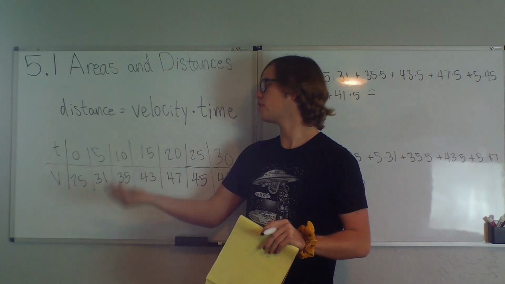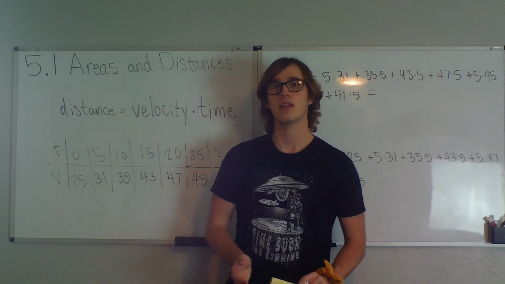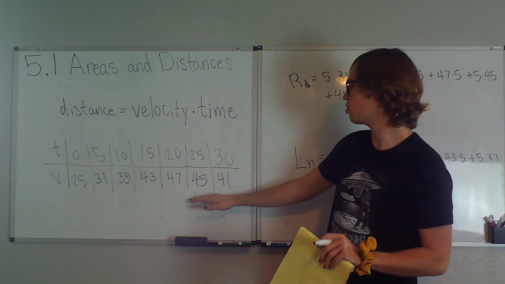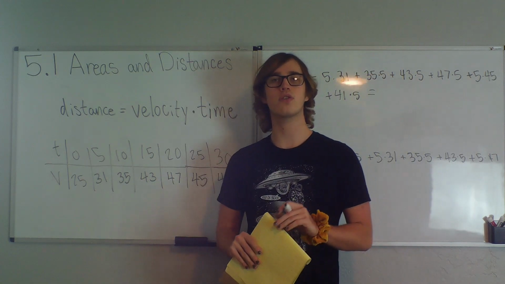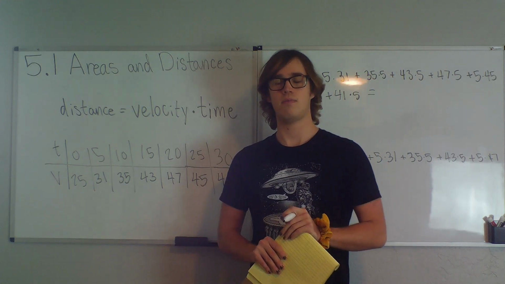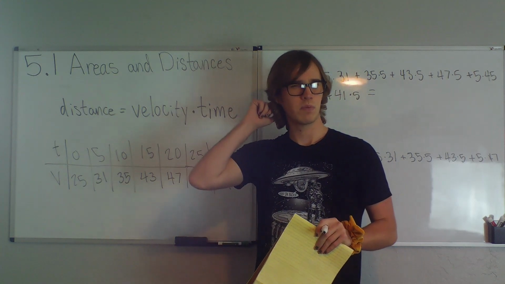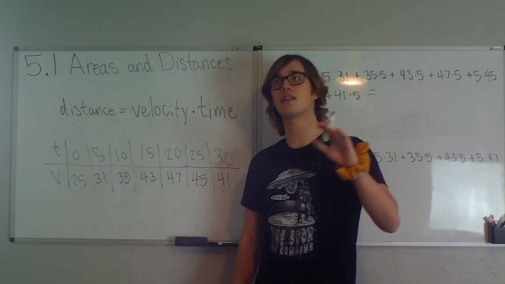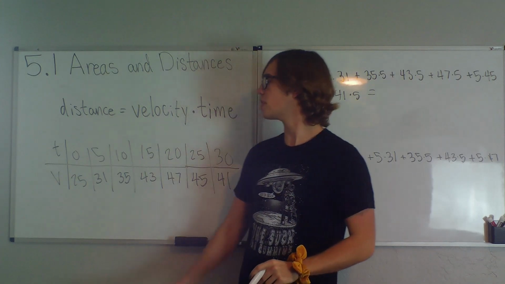Well, what can we do? If we measured our velocity, right here we have it in feet per second, but usually it's in miles per hour, but feet per second for convenience's sake. If we were to measure our velocity every 5 seconds, we would be able to get a better reading, right? We could estimate, kind of like we do with our rectangles. And you can see in the graph, our velocity goes up, down, and so on. So we can do that with our rectangles.